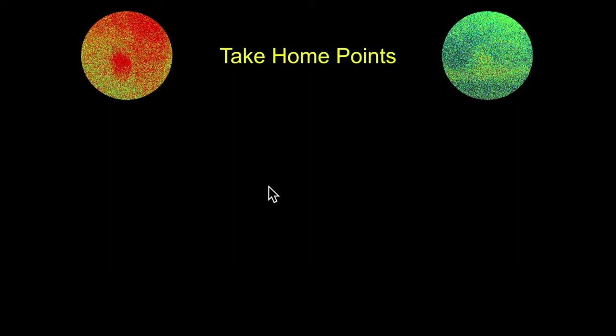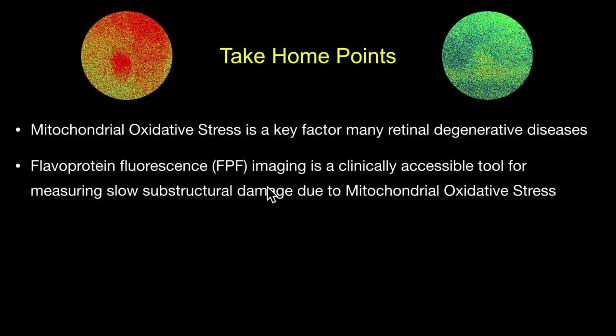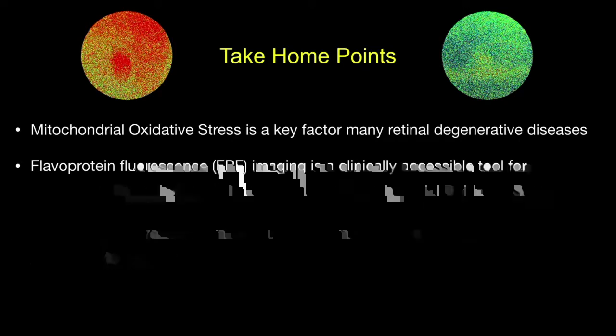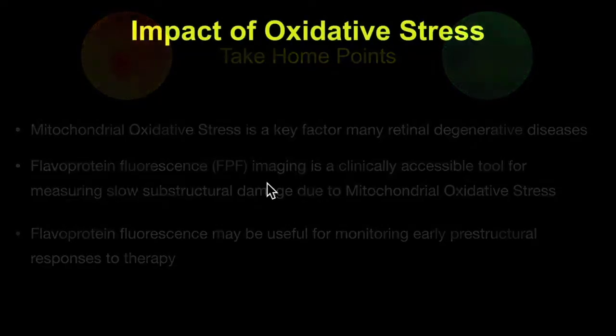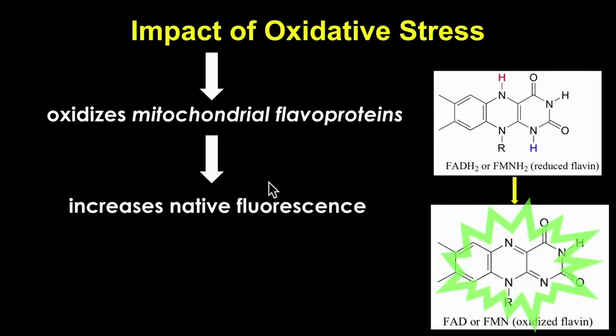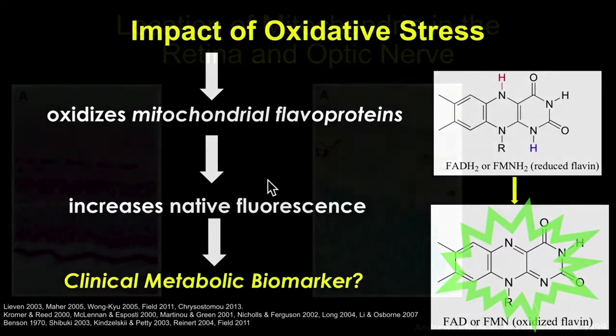There are a few take-home points that I'd like to share with you. First of all, mitochondrial oxidative stress is a key factor in a lot of these retinal diseases. Flavoprotein fluorescence is an imaging which is clinically accessible and may show slow substructural damage due to mitochondrial stress. And flavoprotein fluorescence may be useful for monitoring early prestructural response to therapy. So oxidative stress will cause oxidation of the mitochondrial flavoproteins, and this can lead to increase in fluorescence, which potentially may be used as a clinical metabolic biomarker.